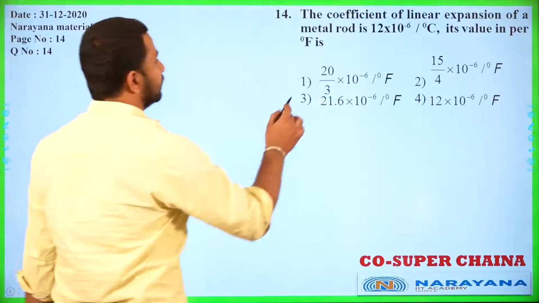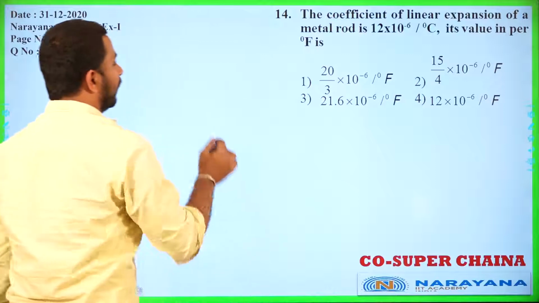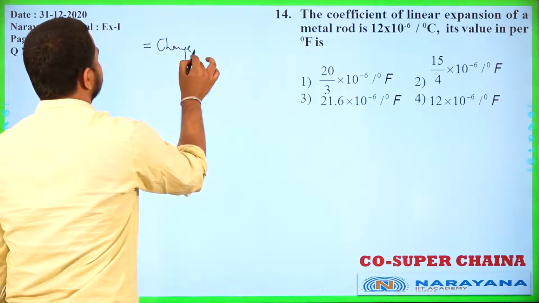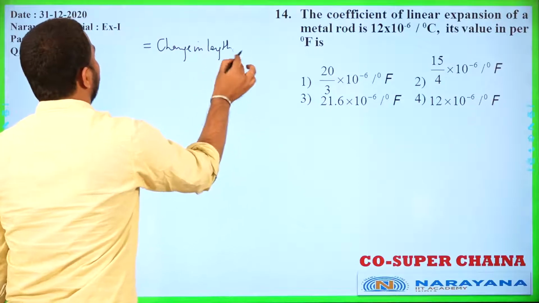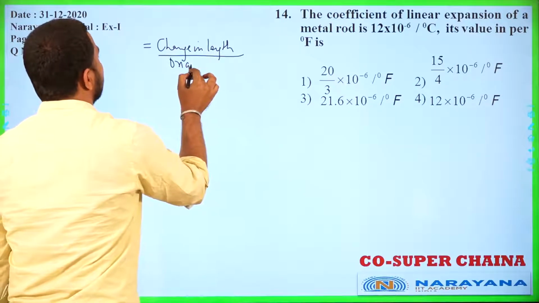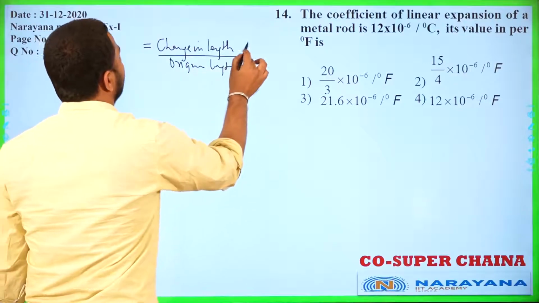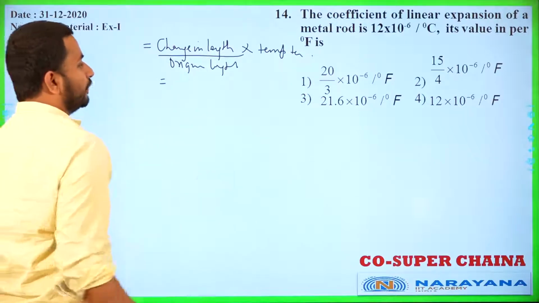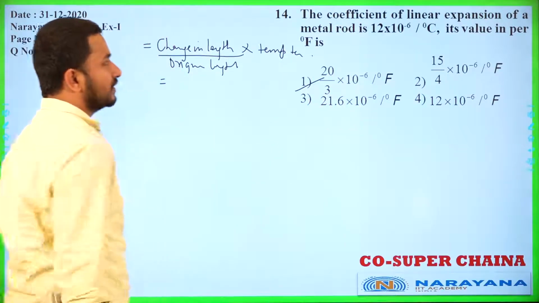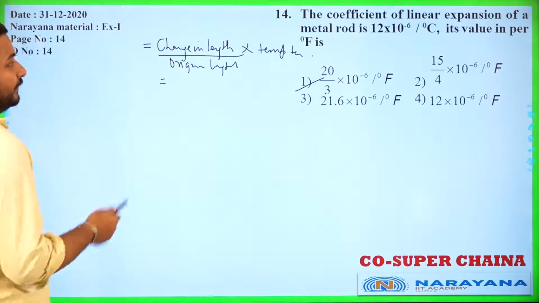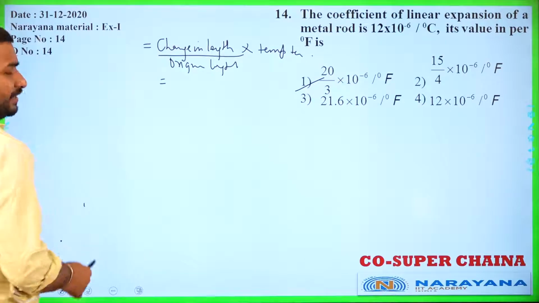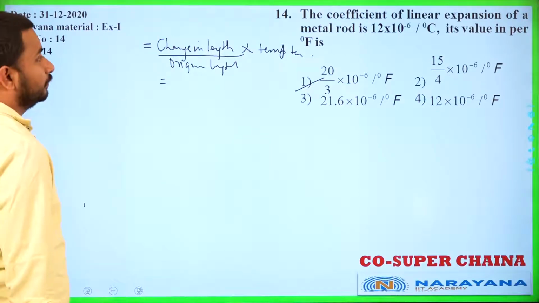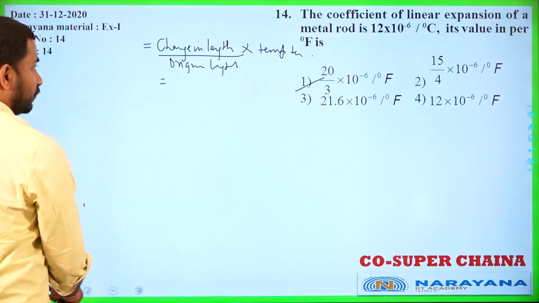Students, here the coefficient of linear expansion is given. Already we have discussed the same type of question. So change in length by original length into temperature variation, if we do that, it will give the answer of this one. So 20 by 3 into 10 to the power 6 will be the answer of this question, right? Pretty simple questions. Already we have discussed this type of model. Let's move to the next question.